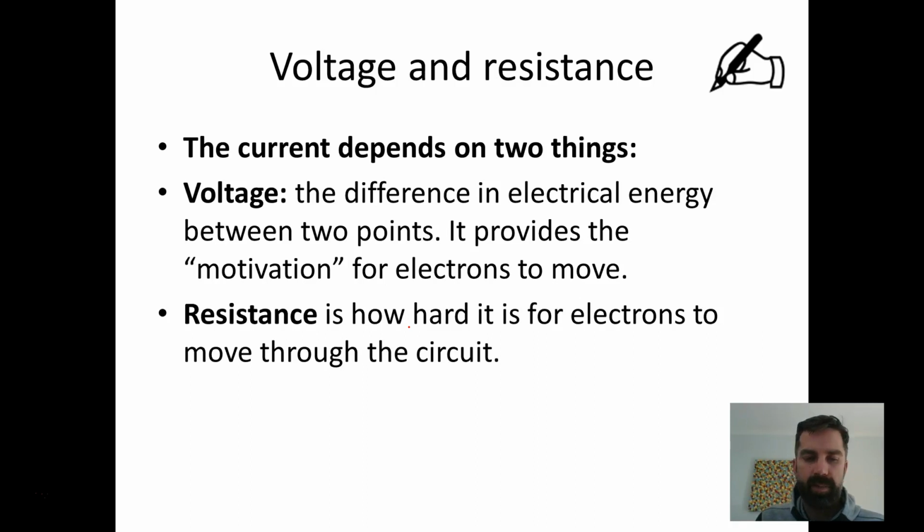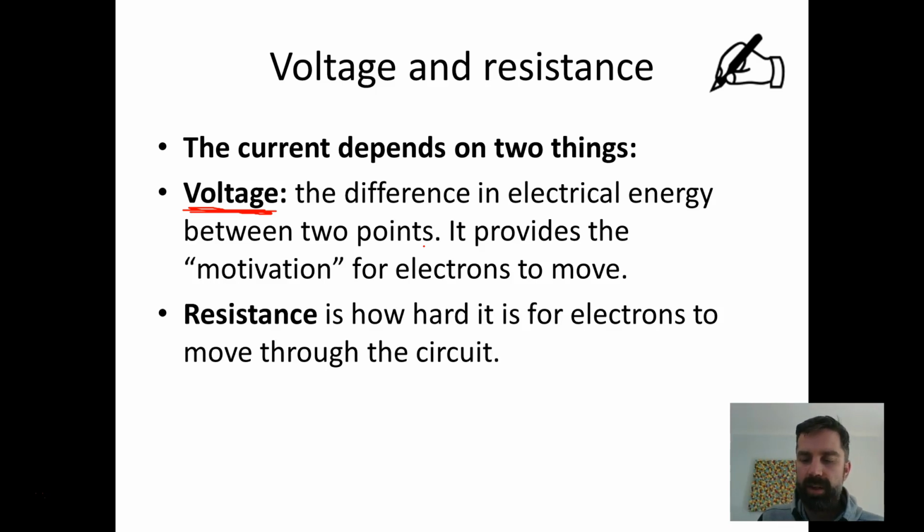Now, current is going to depend on two different things. First of all is the voltage being provided to the circuit. So voltage is basically the difference in electrical energy between two points in a circuit, and it basically provides the motivation for the electrons to move. So if you've got a really high voltage, the electrons are going to be really motivated to want to move from the negative to the positive. If you've only got a small voltage, they're not that motivated.